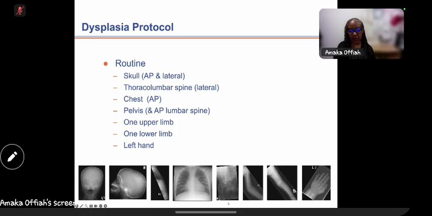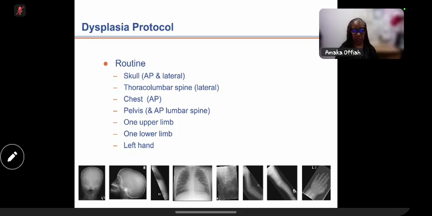And you can see that I've given you examples that are not acceptable. You need to be able to see the symphysis pubis, because if they've got widening of the symphysis pubis, you will not know, and you may miss a diagnosis. Then the AP chest shows you the AP thoracic spine. The AP pelvis shows you the AP lumbar spine. You do not need to do a separate AP spine.